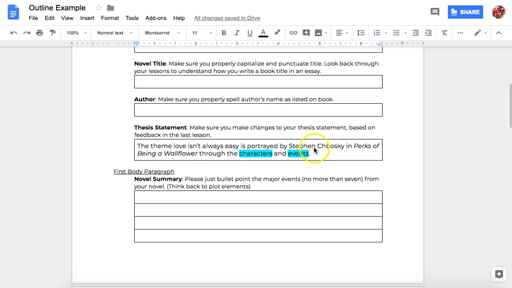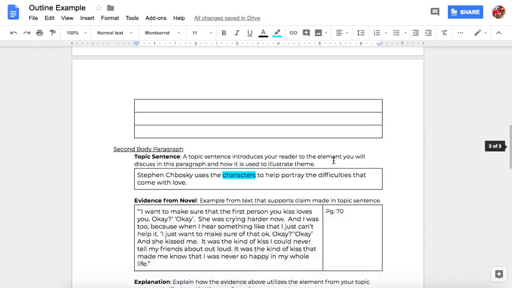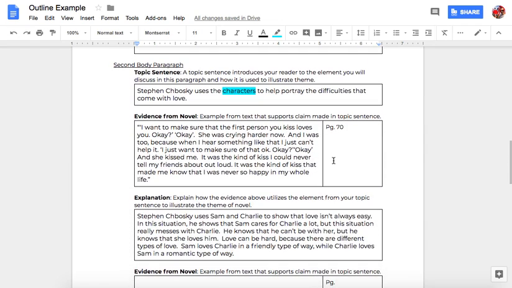Now notice first and last name are capitalized. Perks of Being a Wallflower is properly capitalized and italicized. So we don't capitalize "of" or "a" unless they start the title. Okay. Through the event, for the characters and events. So here we've got a theme, and then we've got two lit elements that were used to help us understand this theme.